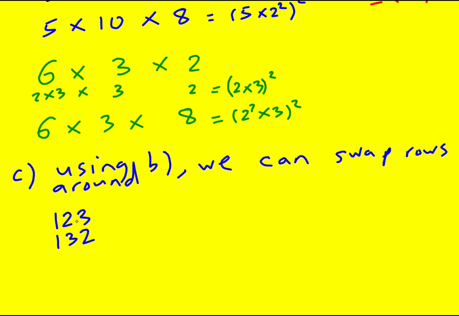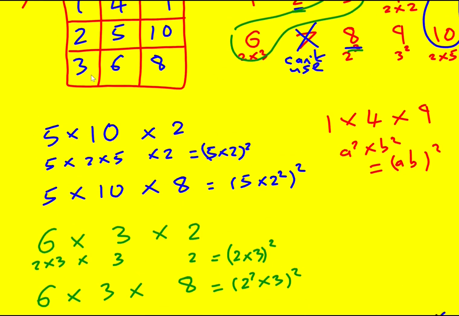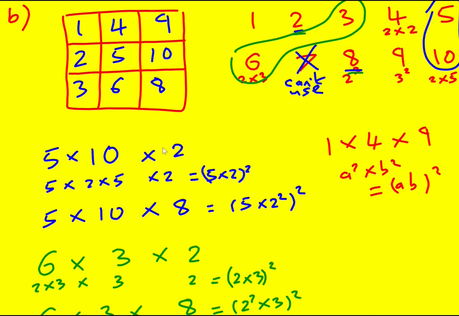But then I'm going to get the same for 2 starting. I'm going to get 2 lots. And then for 3 starting, I'm going to get 2 lots. And the answer is 3 factorial, or 6. There's going to be 6 ways of arranging. You can try and write them all out if you want. But we're not quite done. Because remember, we said that actually it could be 5, 10, and 8. So I need to look at those possibilities as well.